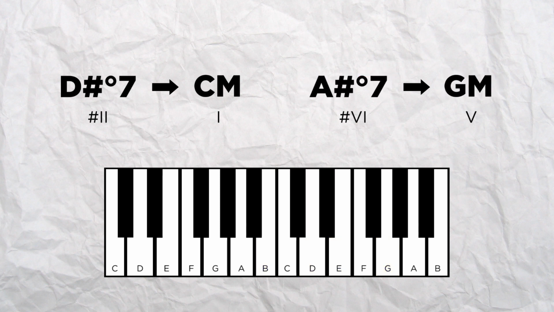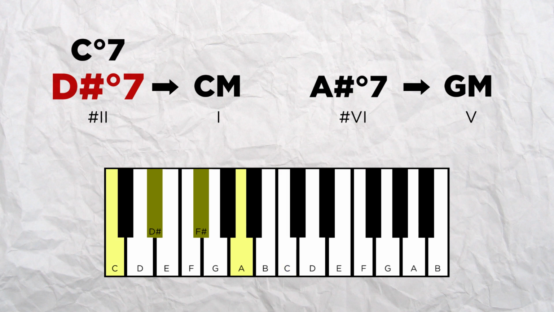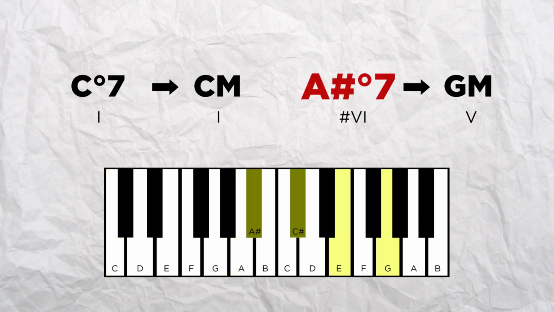To make it easier to remember, a D sharp diminished seventh has the same notes as a C diminished seventh, so it's like a diminished seventh chord on a first degree resolving to a first degree. And the A sharp diminished seventh has the same notes as the G diminished seventh, so it's like a diminished seventh on the degree 5 resolving to a degree 5.